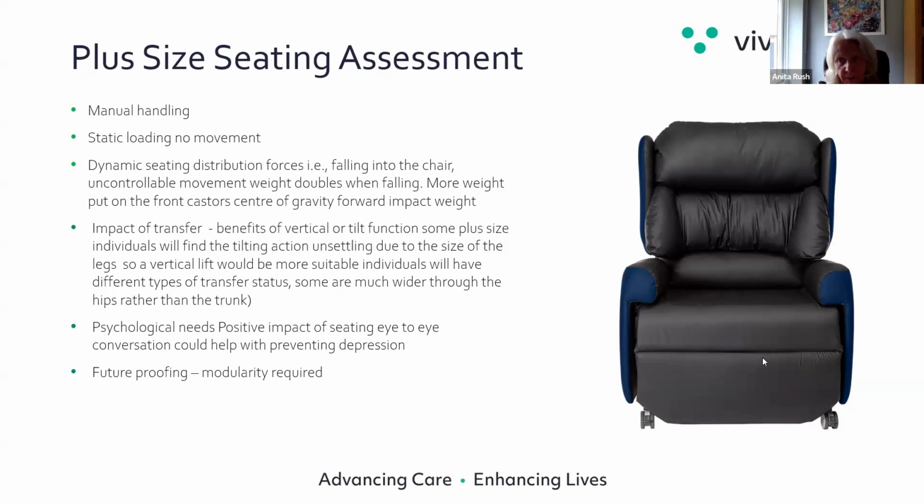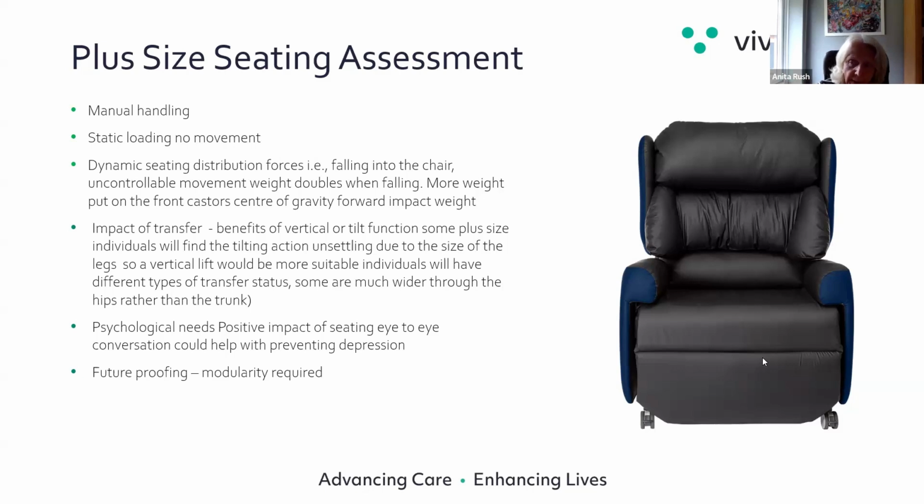Some plus size people can't cope with the tilt function due to their body dynamics. They've got a heavy pannus. If you're going to tilt, is that going to push them forward and put them at risk of falls? If the vertical one is better, it's going to bring them up. You will have more stability for them, where their feet are more stable on the ground and they're much wider through the hips rather than through the trunk. You've got to look at their psychological needs as well, and the positivity of that eye-to-eye contact.